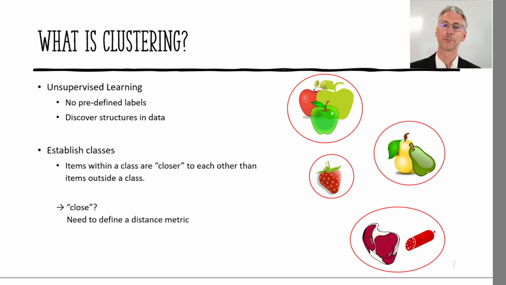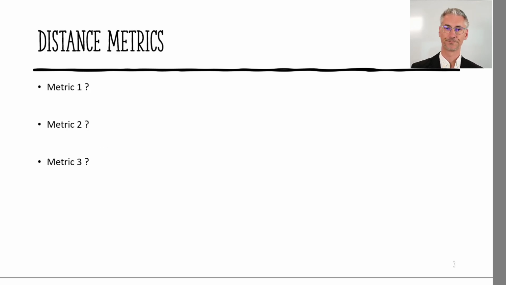So what we do here is we establish classes and find items such that within a class they are, by some metric, closer to each other than items outside the class. So what does close mean? That means we need some sort of distance metric. Think about some metrics. What kind of metrics do you come up with?